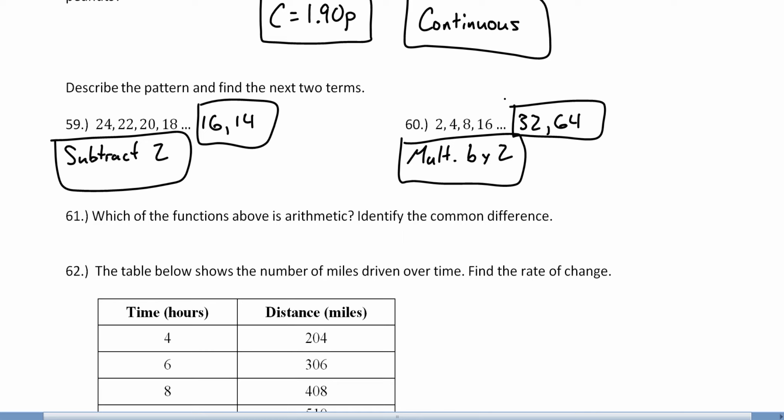Okay. And then the next question says, which of the functions above is arithmetic, and identify the common difference. Remember, arithmetic means we're adding the same thing each time. So we could consider number 59 an arithmetic sequence because the thing we're adding each time, the common difference, is a -2. So it doesn't matter that we're subtracting. I'm adding a -2, so it's arithmetic.